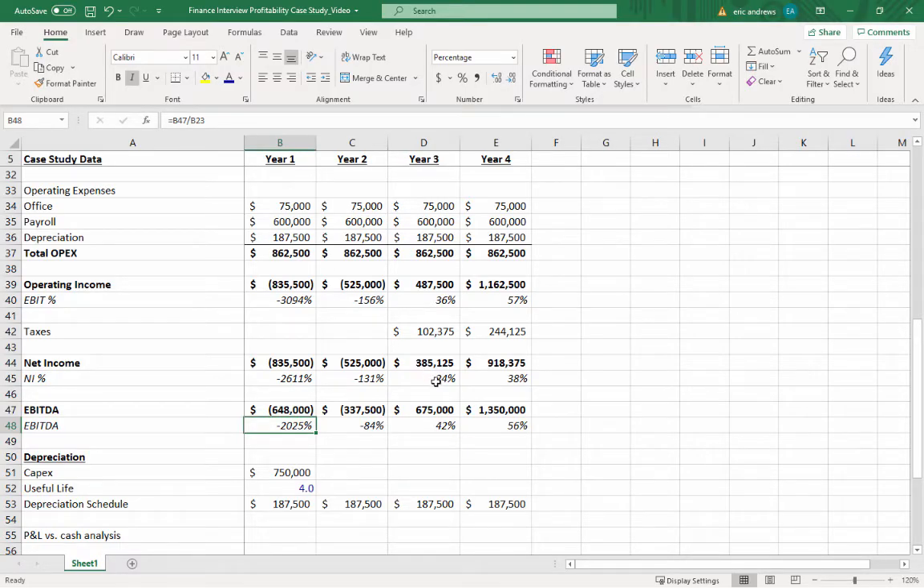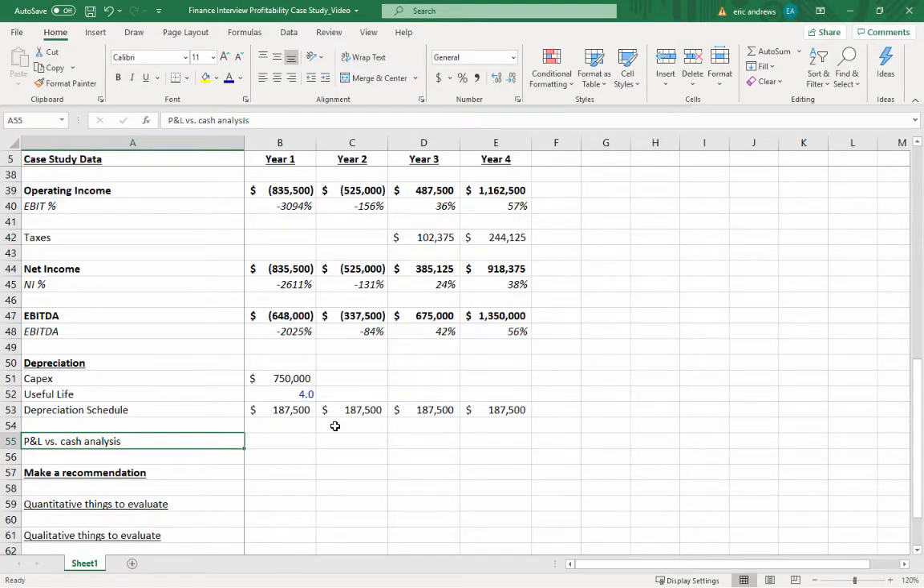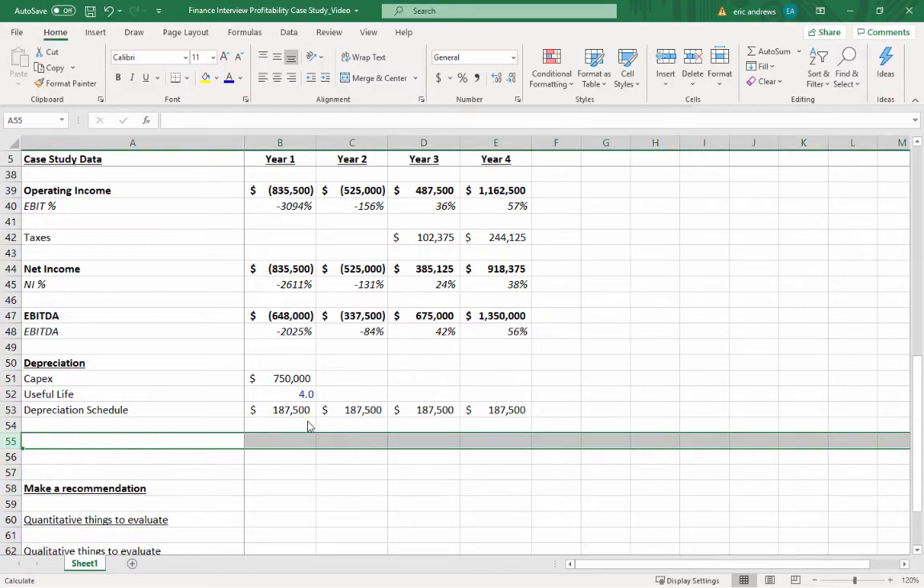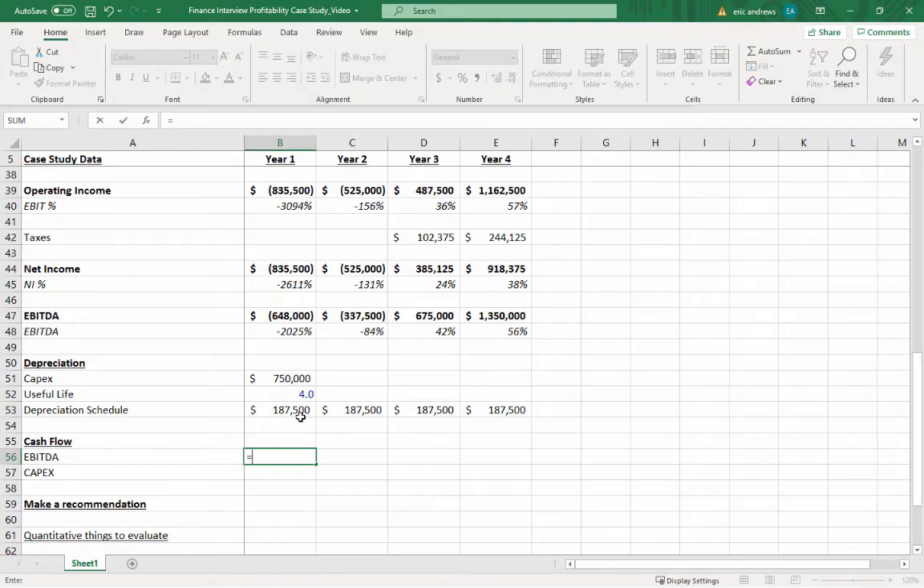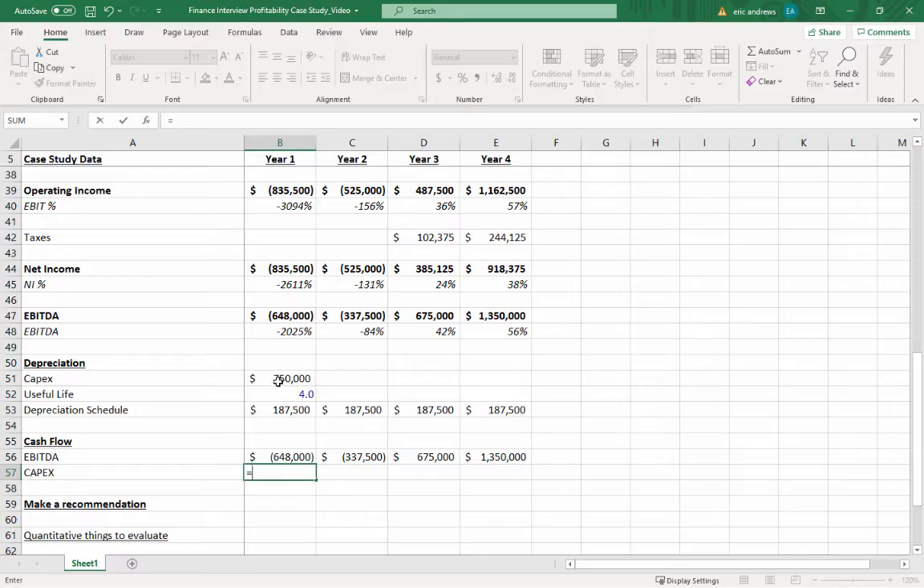So what are the things that I want to answer? First, P&L versus cash flow analysis. Let's think about this. Let's do a really mini cash flow statement, because I want to know how much cash do we put in and how much cash do we actually get out. So we can just take EBITDA, which is already your income statement with the depreciation added back. So we can take EBITDA, and here, let's link in the CAPEX.